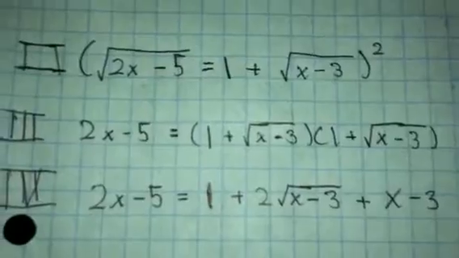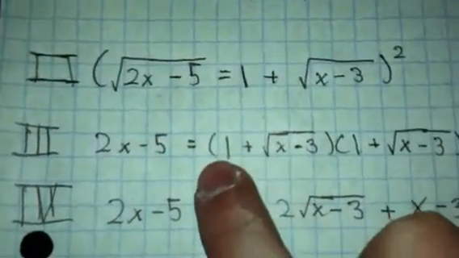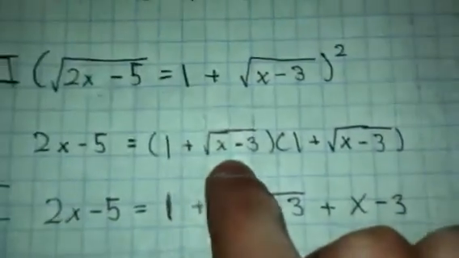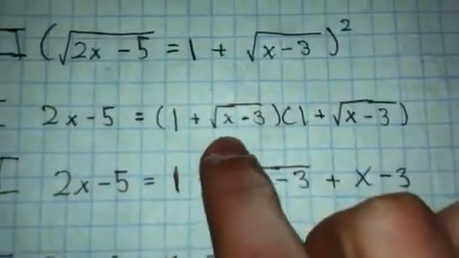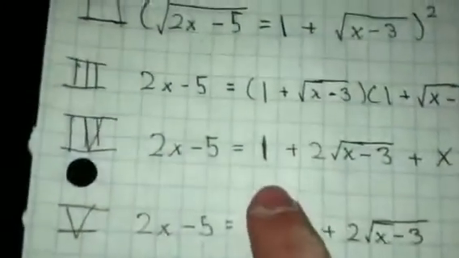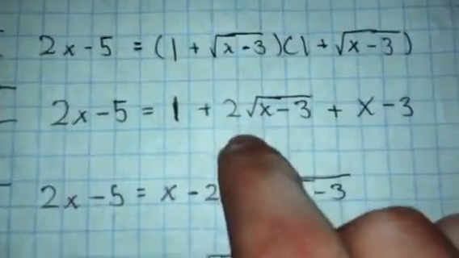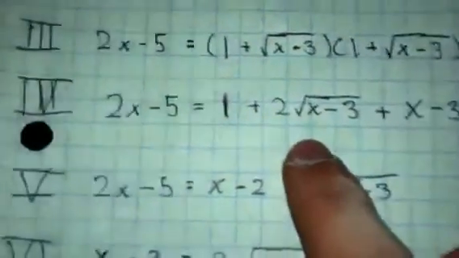So after we FOIL that, we get this. And you're going to have to FOIL this one because it's 1 plus root x minus 3. So when we FOIL that, we get, next step, we'll just write it all out, and then fourth step we FOIL it, and we get 1 plus 2 root x minus 3 plus x minus 3.